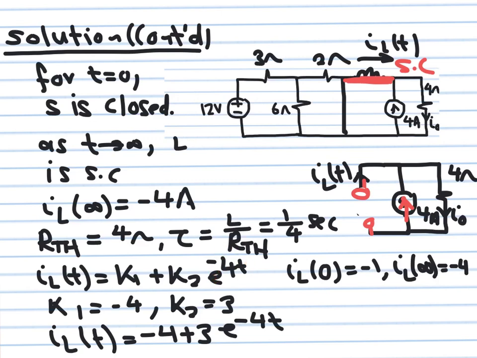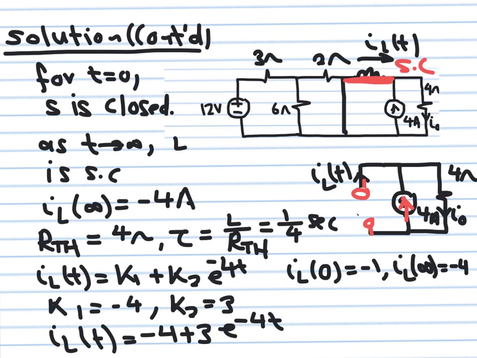Remember that K1 is the current at infinity, because if you put t equal to infinity, this term goes to 0. We agreed that the current at infinity is equal to minus 4. Then K1 is equal to minus 4 ampere. And from the initial condition that IL of 0 is minus 1, you get K1 plus K2 is equal to minus 1, but K1 is minus 4, then K2 is equal to 3. So this is the expression for the inductor current. It is minus 4 plus 3 e to the minus 4t.